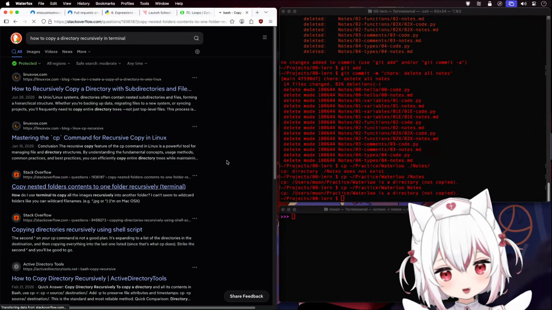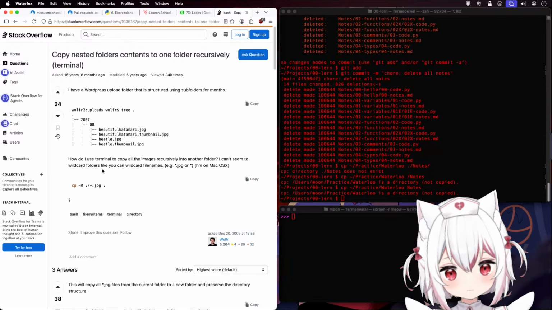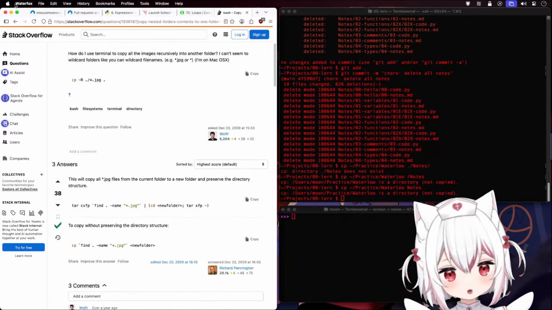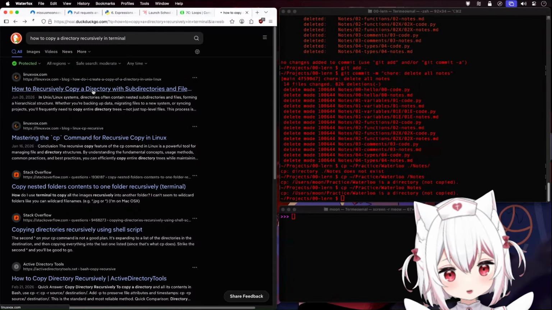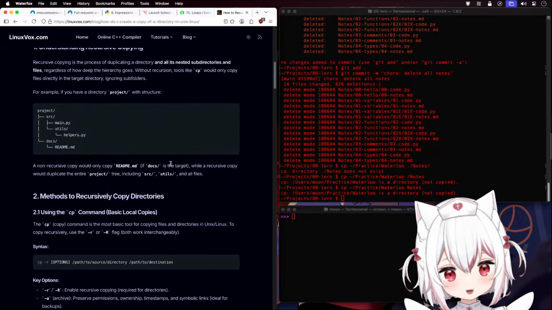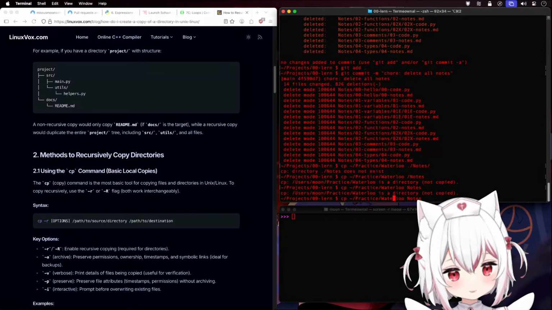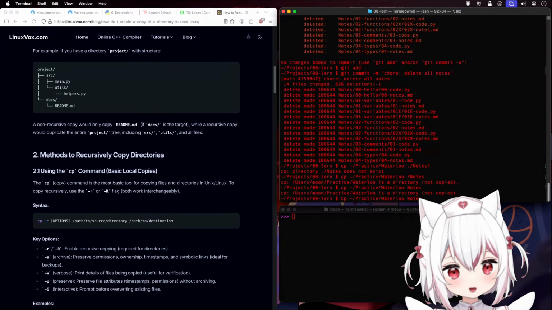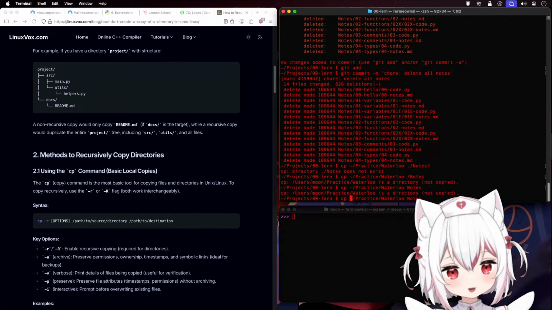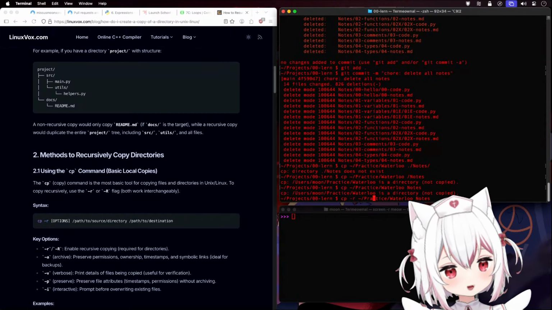Mastering the CP command. Yeah, man. It's not really what I want. Subdirectories. CP. Oh, I need the R, I think. I'm so scared. Path to destination. Do I have to give it the full path? Should I give it the full path? Can I just say, like, in here?